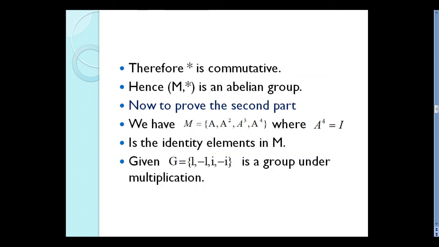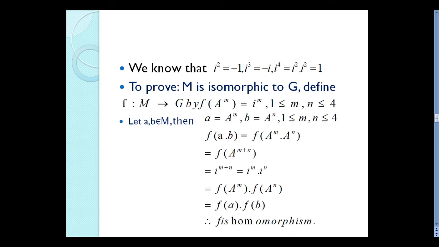Now to prove the second part, we take M with all four matrices, and A power 4 is equal to I is the identity element. G is equal to {1, minus 1, i, minus i}, which is a group under multiplication. Since G has 4 elements, we square them and get the values. i square is equal to minus 1, i cube is equal to minus i, and i power 4 can be written as i square into i square, which is equal to 1.